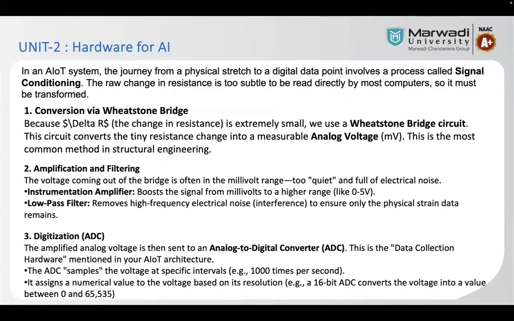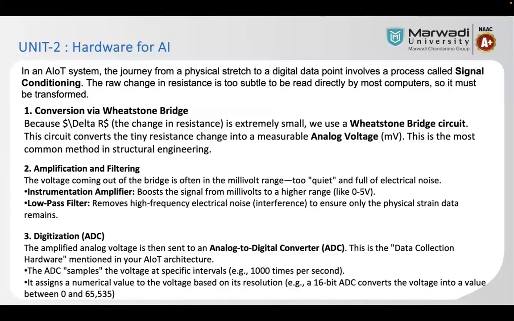So in an IoT system, the journey from the physical stretch to the digital data point involves a process called signal conditioning. So that is an important term for us. The raw change in the resistance is too subtle, that means it's too silent to be read directly by most of the computers. So we need to amplify that. These are very small changes and cannot be identified directly. So we need to, let's say, amplify these effects to be recorded.